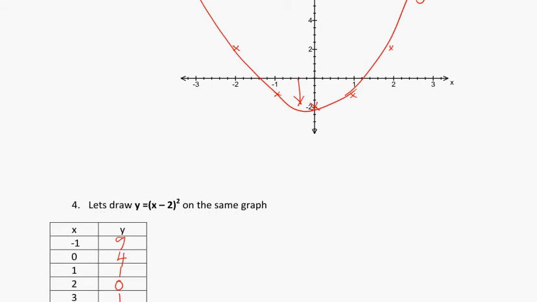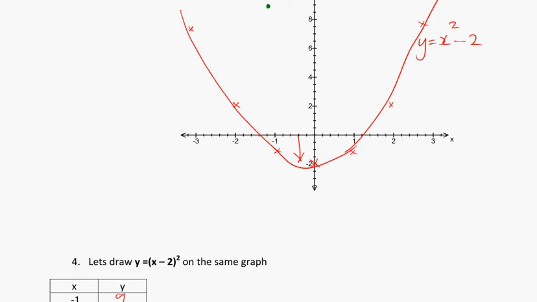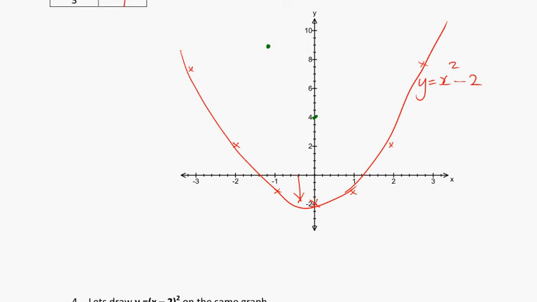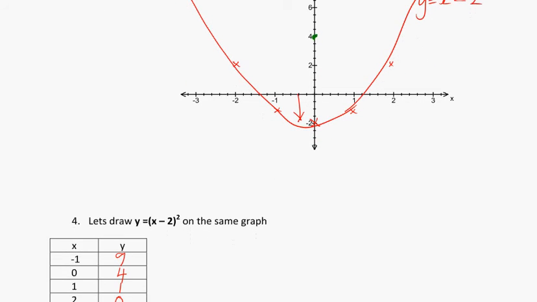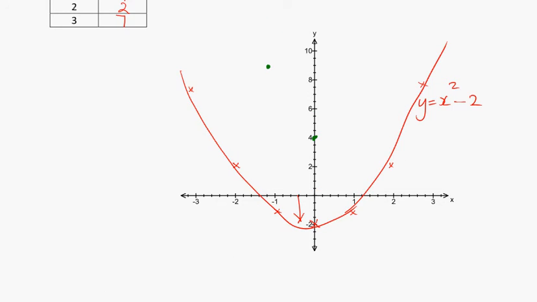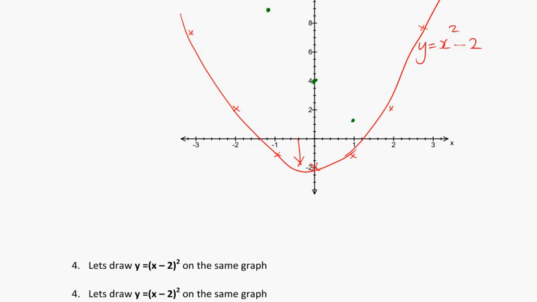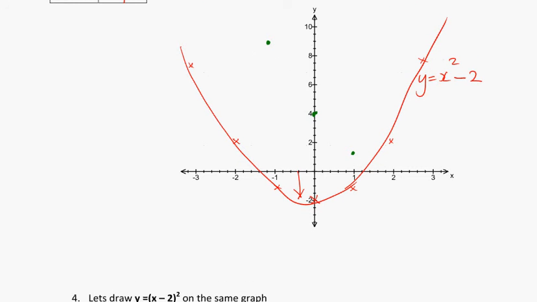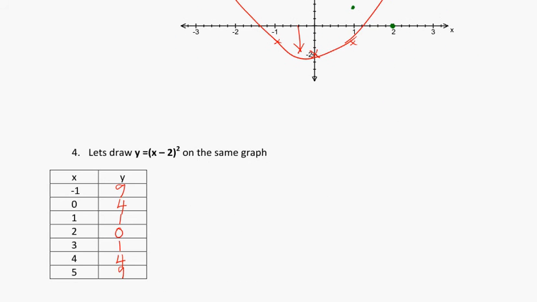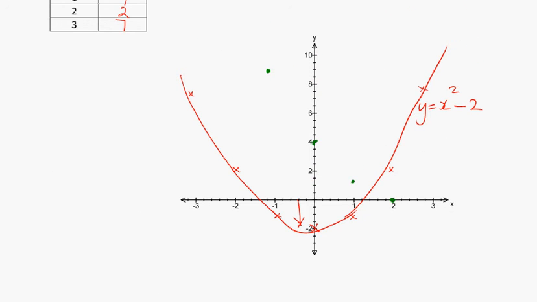When x is 0, y is 4. Let's plot that. When x is 1, y is 1. When x is 2, y is 0. And you can see what's happening to it. When x is 3, y is 1.